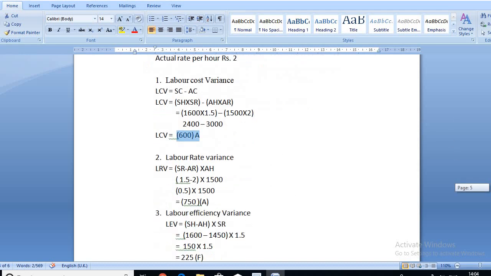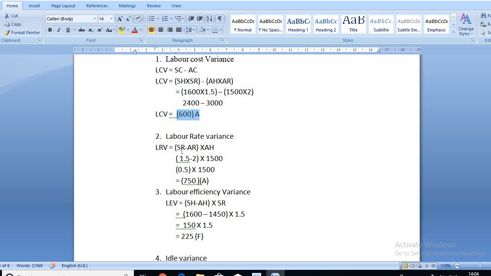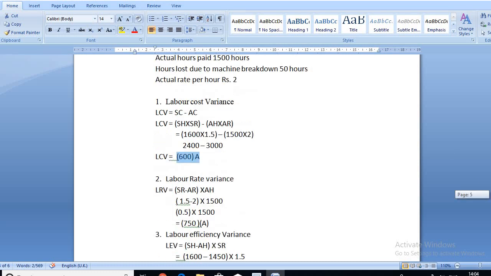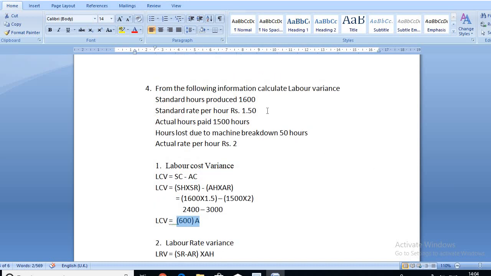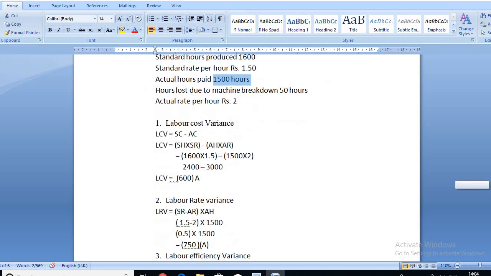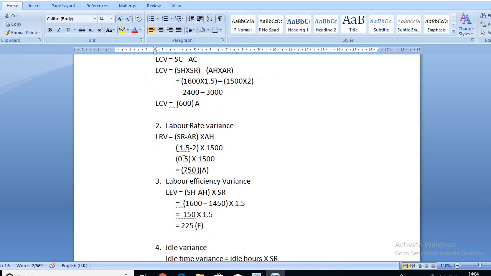Now come to labor rate variance. So labor rate variance formula: SR minus AR multiplied by AH. So standard rate is how much? 1 rupee 50 paisa. Actual rate is how much? Rupees 2 multiplied by actual hours. Actual hours is how much? 1500 hours. So 1.5 minus 2 multiplied by AH 1500. So 0.5 multiplied by 1500, negative 750 adverse.